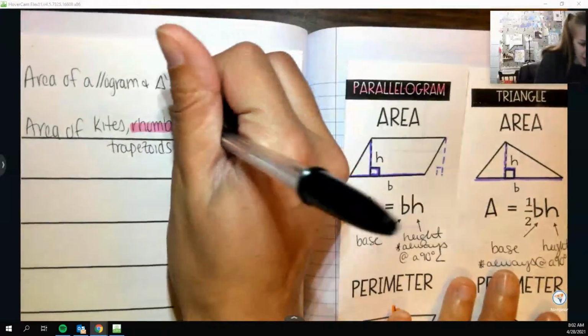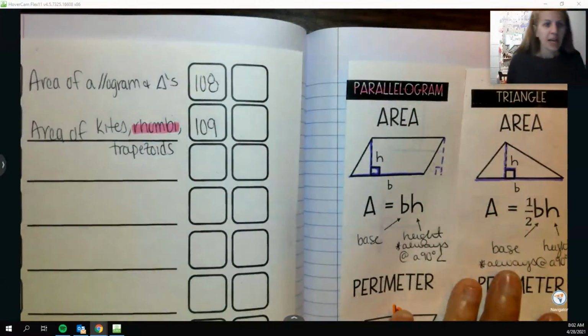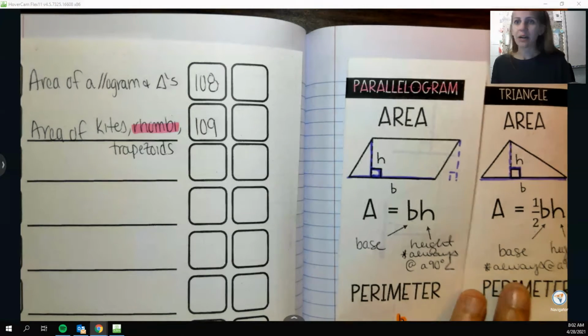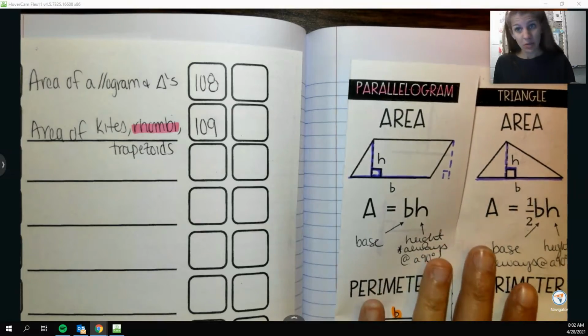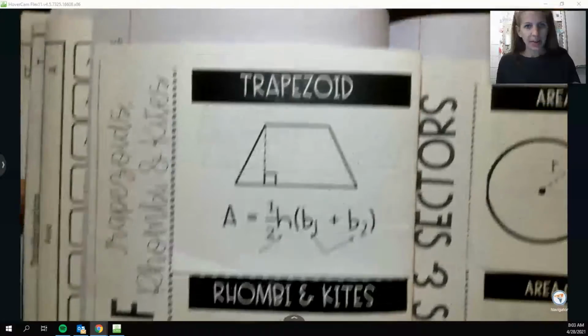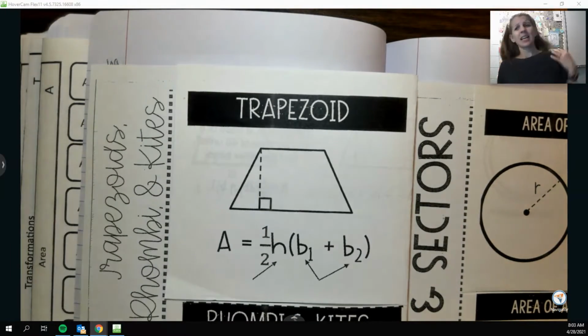All right, and we're doing that on page 109. And then trapezoids and kites aren't even in the same family. So remembering our quadrilateral family is kind of important here for area and which formulas I can use and which ones I can't. All right, so turn the page to 109 right here. Let's start with the trapezoid first because he's kind of weird.